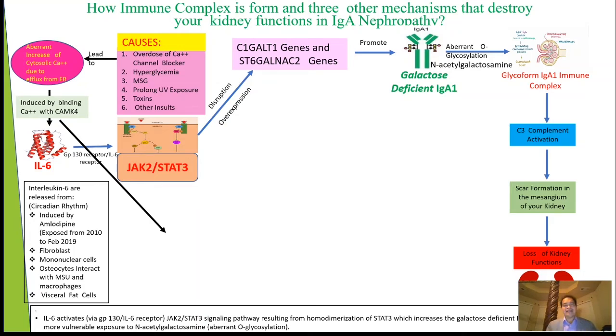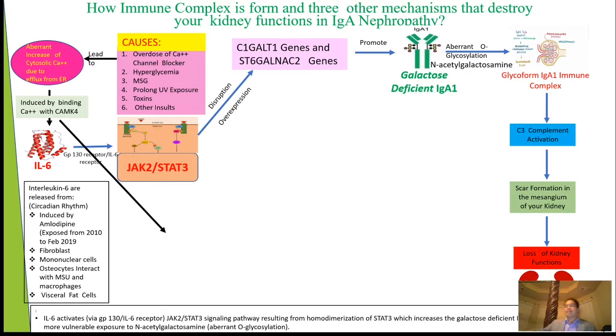This is the second part of the video series, How Immune Complex Is Formed and Three Other Mechanisms That Destroy Your Kidney Functions in IgA Nephropathy. So this is the second mechanism. In the first part of the video, I discussed the autoimmune part, how the immune complex was formed. This one is the non-autoimmune. A lot of people know about IgA nephropathy having an abnormal production of immunoglobulin, and those are the autoimmune part. These three mechanisms explain how they contribute to the destruction of your kidney.